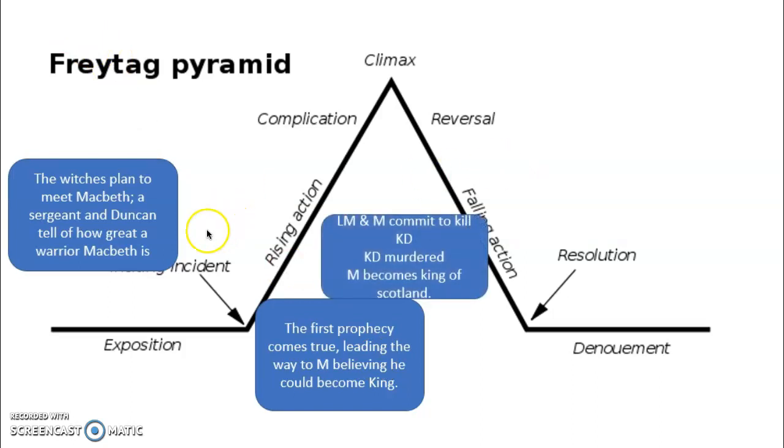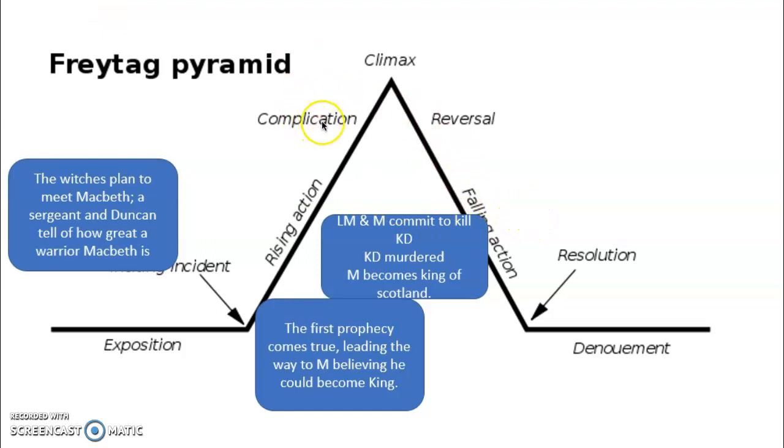Next, we have the rising action. So, Lady Macbeth and Macbeth commit to kill King Duncan at the end of Act 1. At the start of Act 2, King Duncan is murdered, and Macbeth then becomes the King of Scotland. So all of this is rising action. It's looking really good for Macbeth. His plan seems to be flawless. He's killed the king. He's now the King of Scotland.